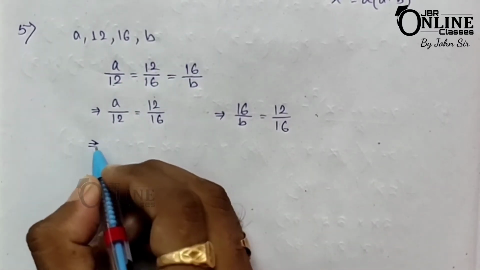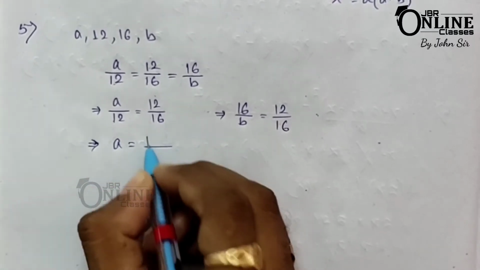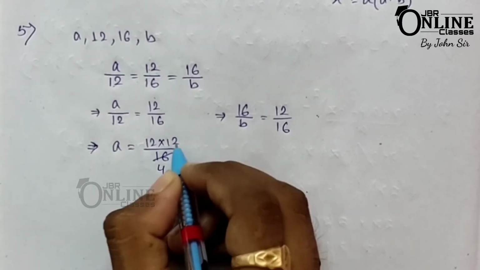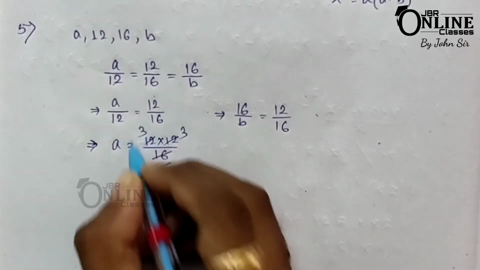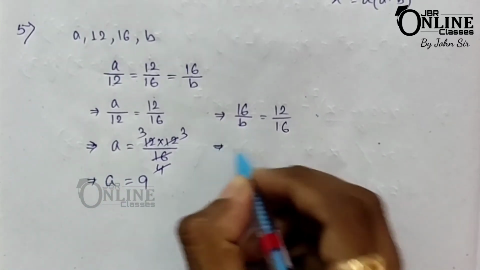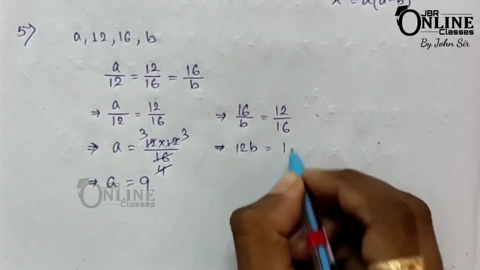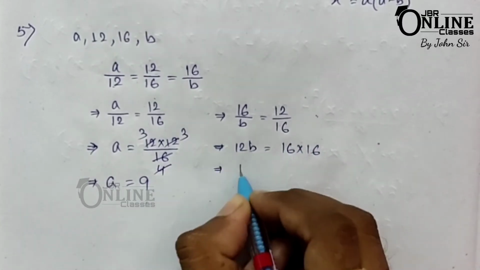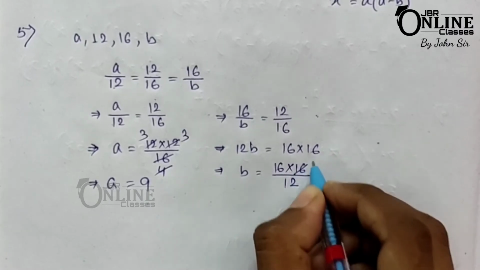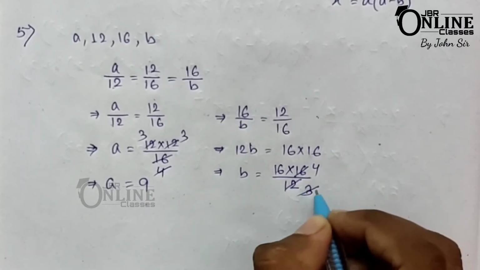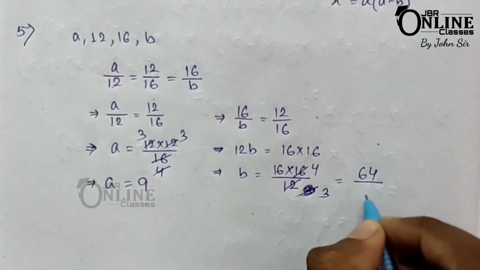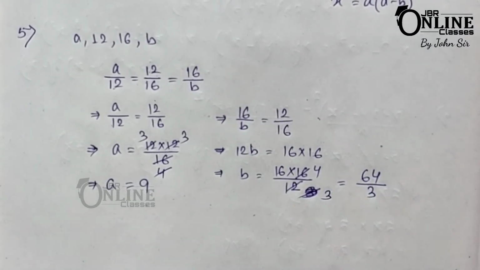Now if we cross multiply, A equals 12 into 12 by 16. Okay, so here 4 4s are 16, 4 3s are 12, then 4 3s are 3. So here A equals 9. Now B, so here B into 12, so 12B equals 16 into 16, and then B equals 16 into 16 by 12. So 4 4s are 16, 4 3s are 12, so it's 64 by 3. So 64 by 3 is the value of B.